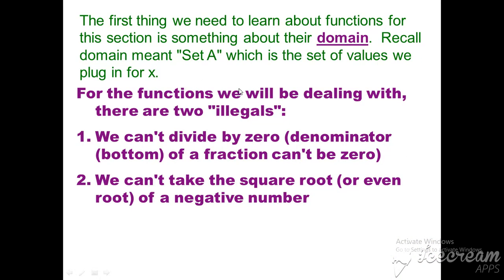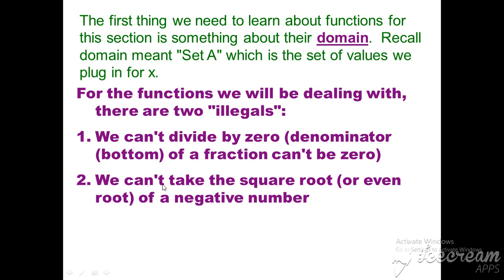For the functions we will be dealing with, there are two illegals. One, we can't divide by 0. That means the denominator of a fraction can't be 0. Second, we can't take the square root of a negative number. That means if there is a negative number inside the root, that does not give a real number, therefore that will also be an illegal case for the domain.